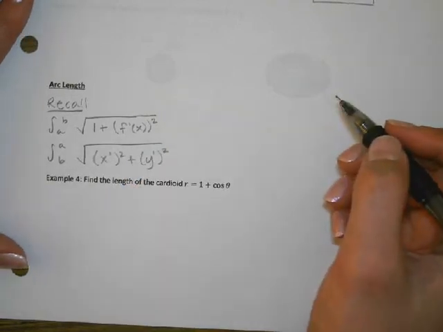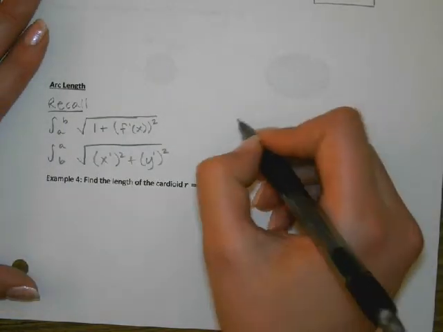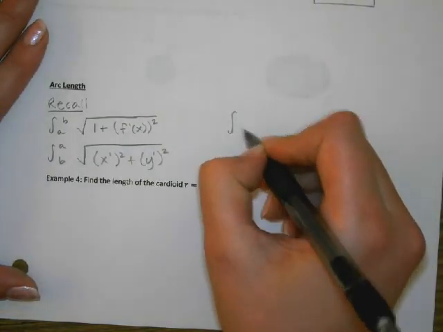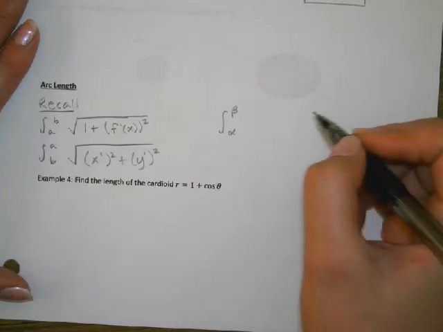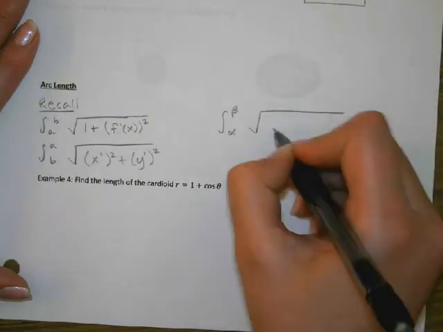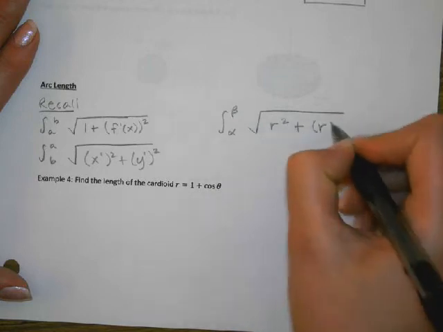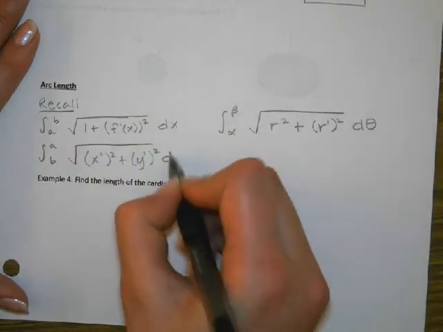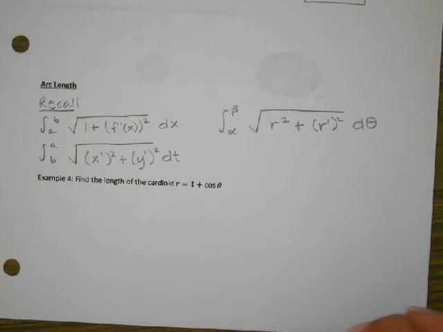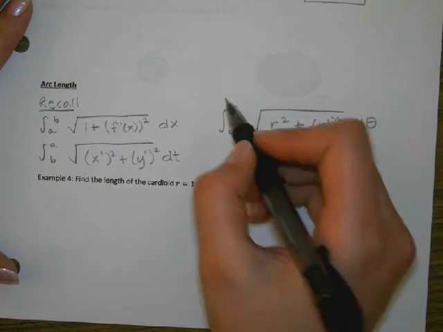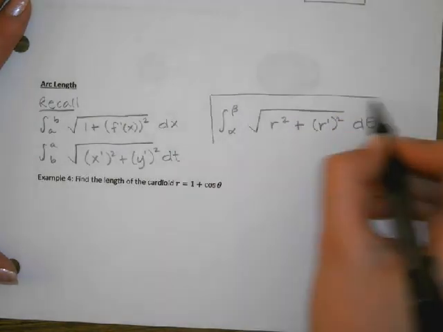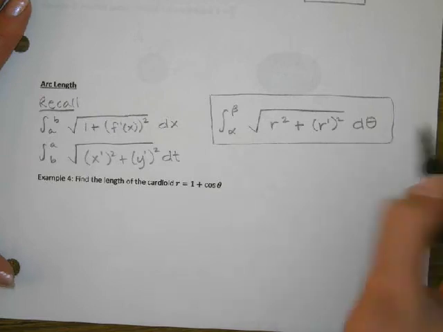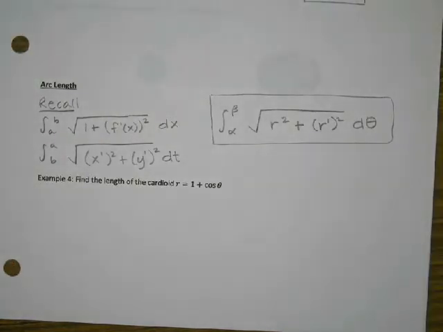So for polar, it's going to be somewhat similar. We're going to take the interval this time from alpha to beta, since we're in polar and we do Greek letters. And we're going to have the square root of r squared plus r prime squared. Oh, this should have been d theta. The formulas have all been kind of similar, based off the distance formula, which makes sense because the arc length is the distance or the length of something.